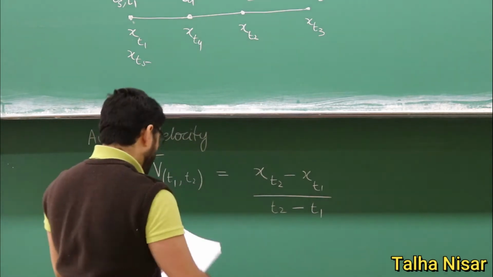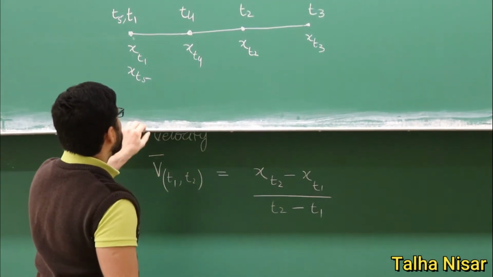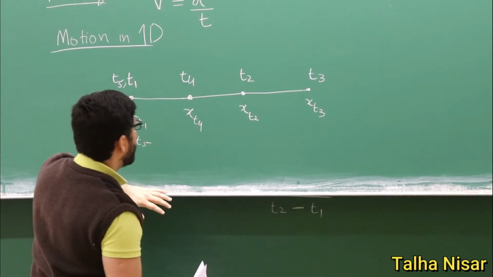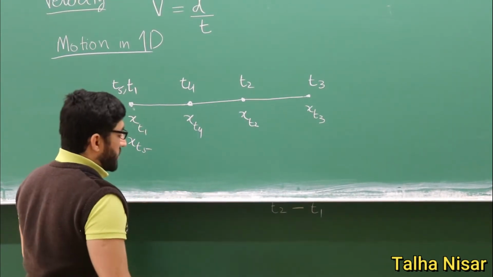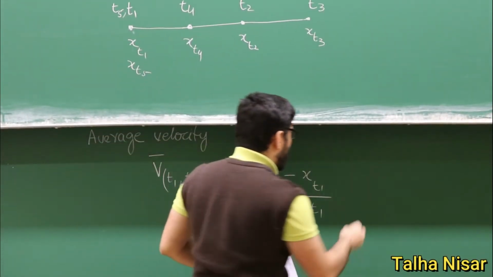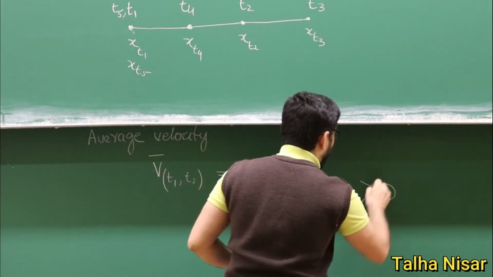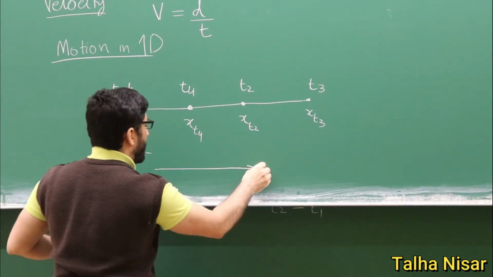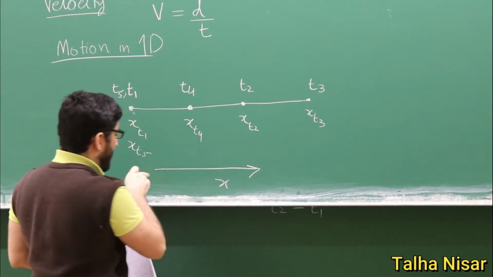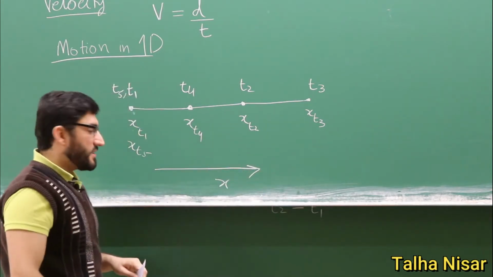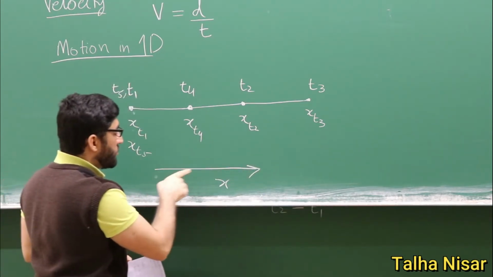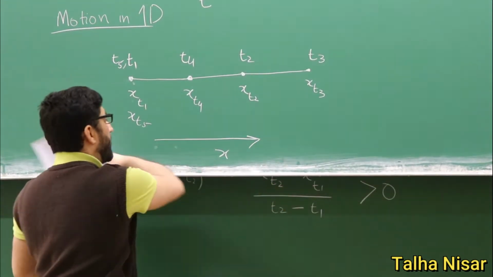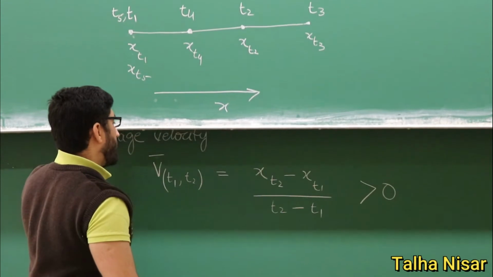We can clearly see here that this object covered some displacement and also took some time, so this is clearly larger than 0. And we take this direction as positive x, meaning the x or the displacement is increasing. For example, here is 1, 2, 3, 4, 5, it's increasing in this direction. And in the other direction, it's decreasing or negative.